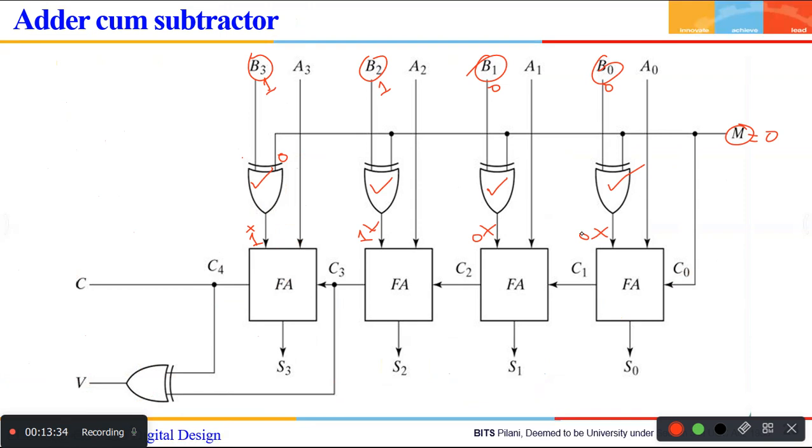That means what? What is it now? It's an adder, right? See, your B is coming as it is there. Your A is coming as it is there. That is an adder. That means when M is equal to 0, this entire setup is behaving like a 4-bit parallel adder. Now, suppose M is equal to 1, what will happen? Tell me.